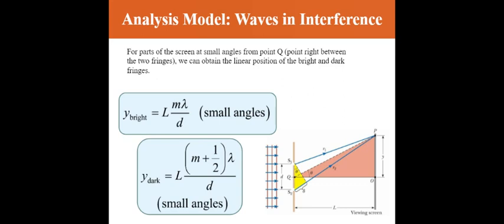You can also find the linear position of dark fringes using the formula below. And again, there's the m plus 1/2 to denote the fact that it's destructive interference.